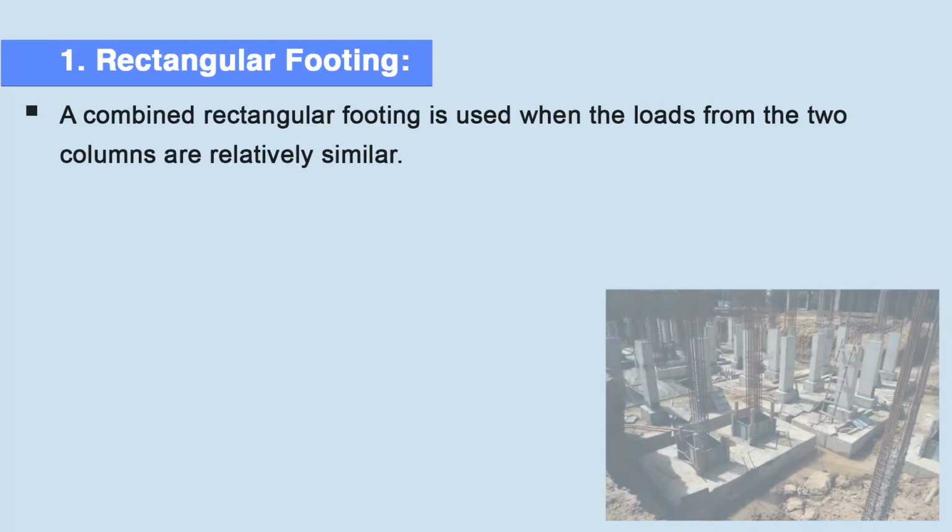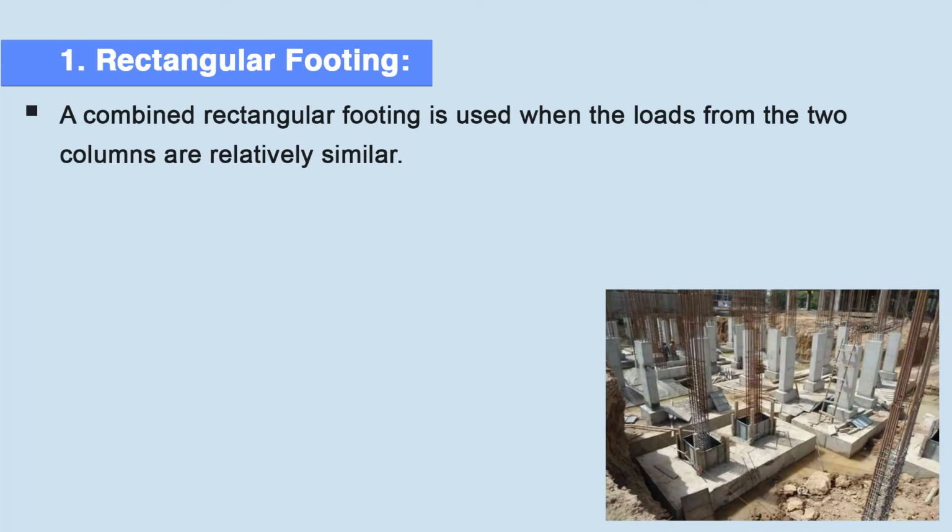Then what are the various types of combined footings? Combined footings can be broadly classified based on their shape and the number of columns they support in the following types. First is rectangular footings.